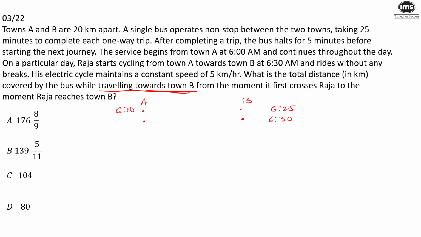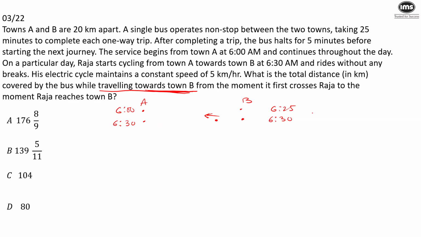Now at 6:30, our friend Raja also starts from A and he starts cycling. That means somewhere along the line they would have met. We don't need to calculate where because now the bus is moving towards A. The bus is moving towards A. We don't need to worry about the distance traveled in the direction of A. All we need is the distance in the direction B. So till when do I calculate? Do I keep calculating for the whole day?